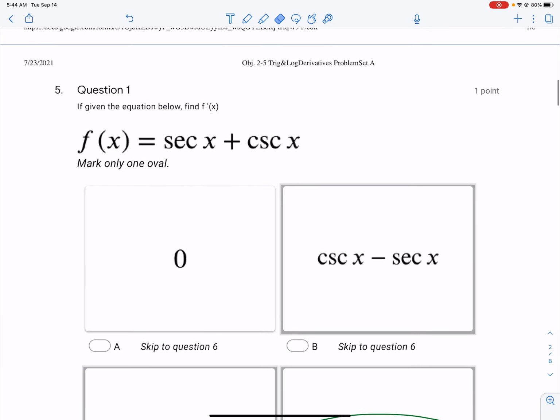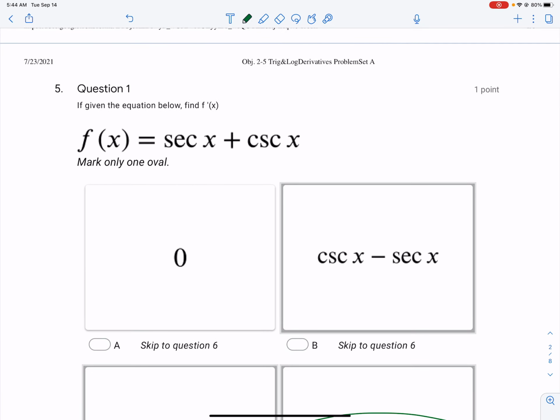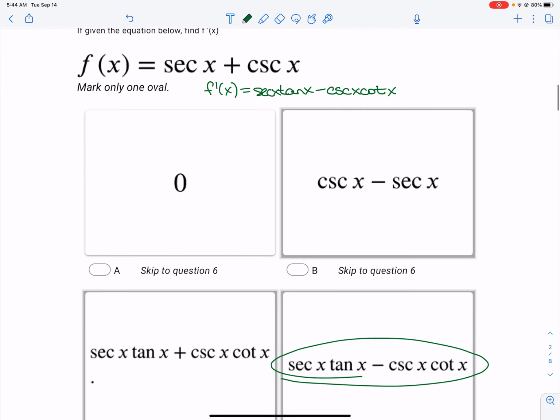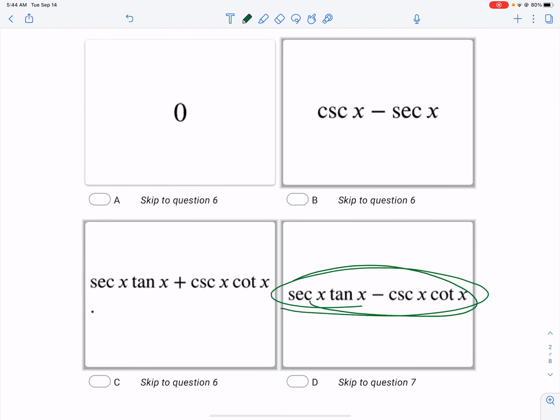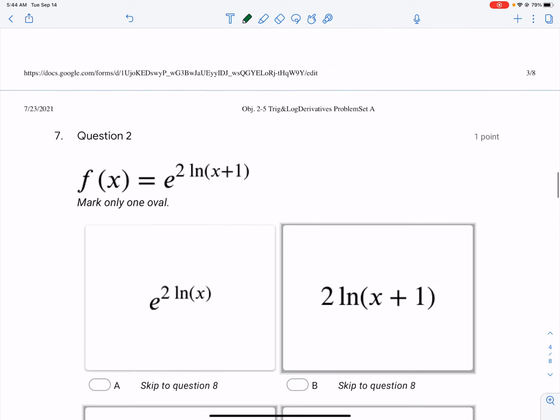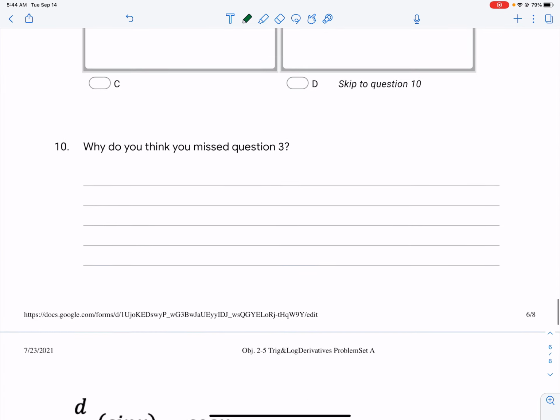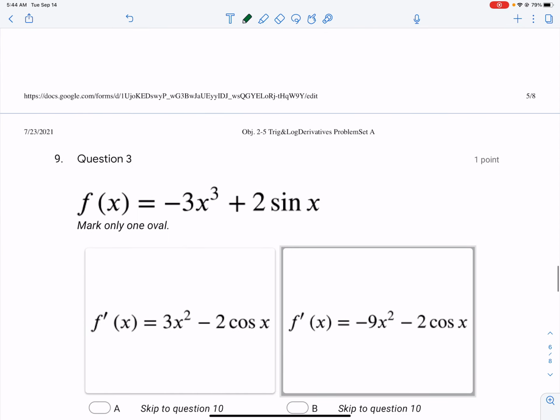Okay, so let's go ahead and take a look at this problem set. So the derivative of secant is secant tangent. And the derivative of cosecant is negative cosecant cotangent. So that is this one over here. Okay, and then we'll skip question two. Go down to question three.